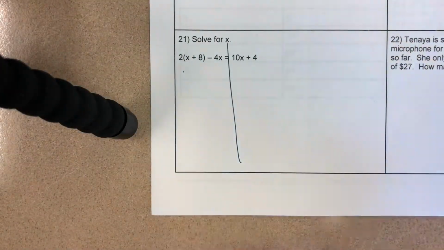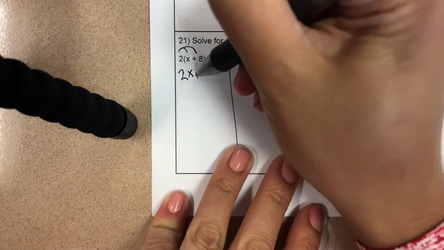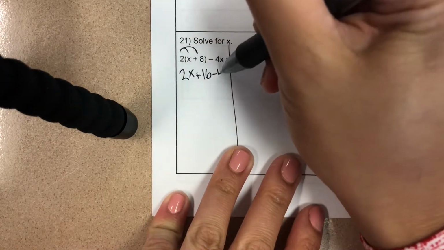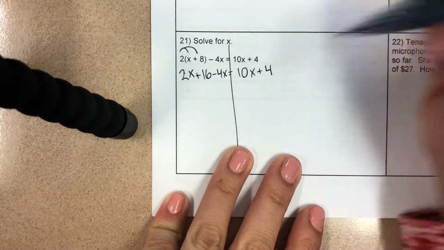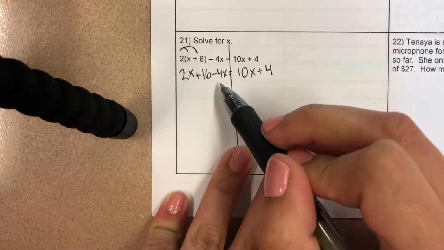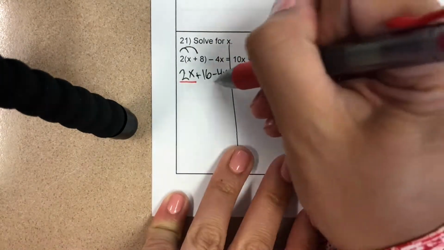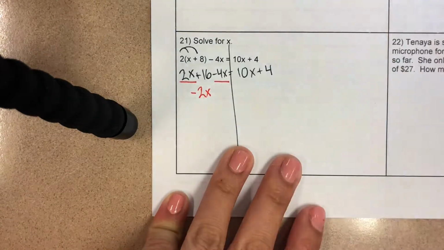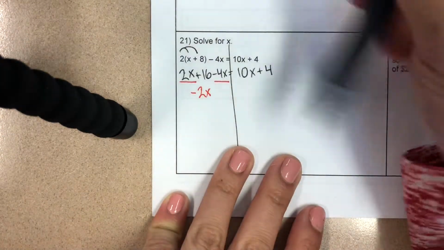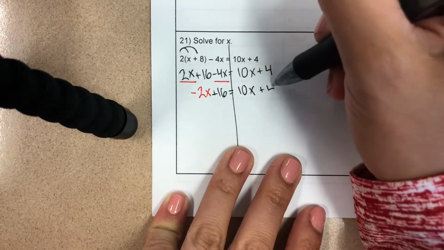Okay, this is just a solving equations problem. So let's begin by distributing. 2x plus 16, I drop down my negative 4x. And on the opposite side, I have 10x plus 4. I want to get the x's on one side, so let's combine like terms to begin. 2x and negative 4x, so 2 minus 4 is negative 2x. And then I'll bring down my plus 16, 10x, and plus 4.